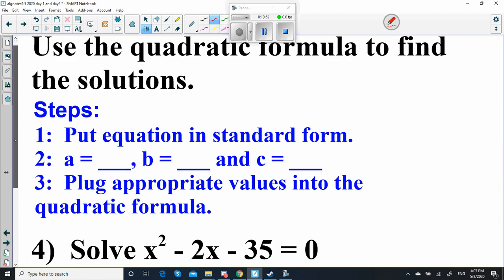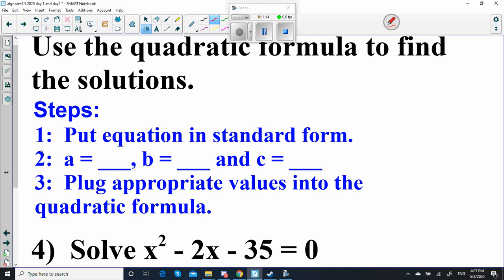When we use the quadratic formula to find the solutions, we put the equation in standard form. That's step 1. Step 2 is we write down what A, B, and C are. Then we use the gigantic quadratic formula, plug those values in, and use our math and PEMDAS skills to get there. We're also going to use our calculator.